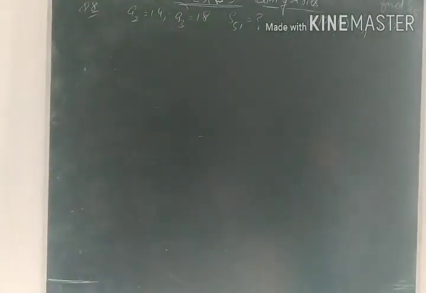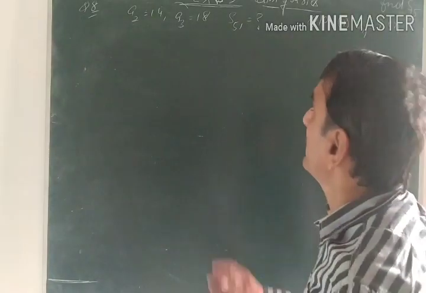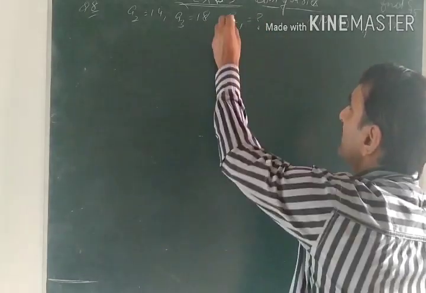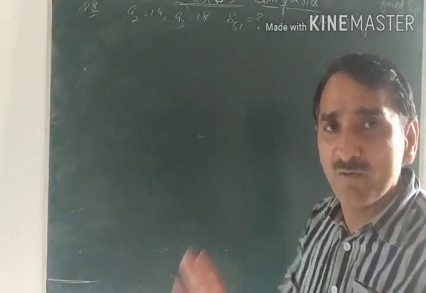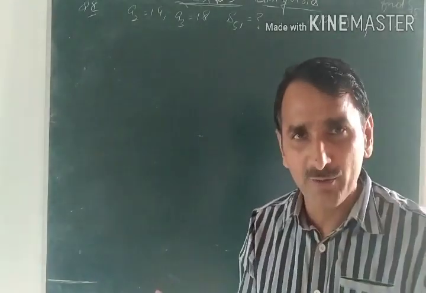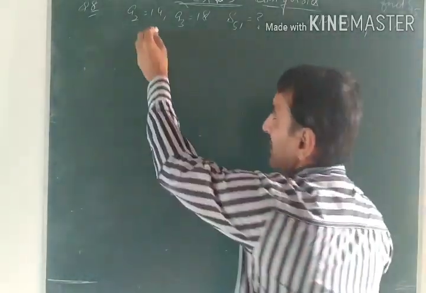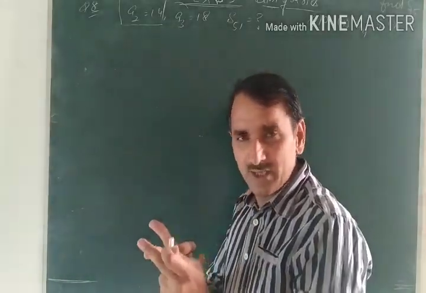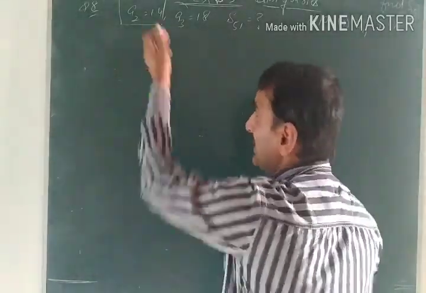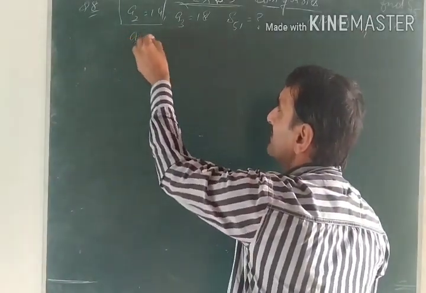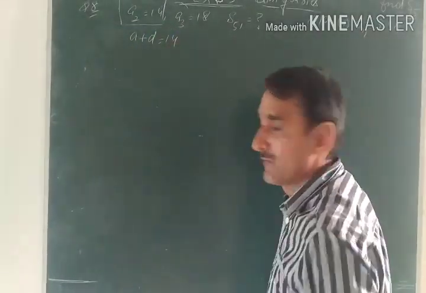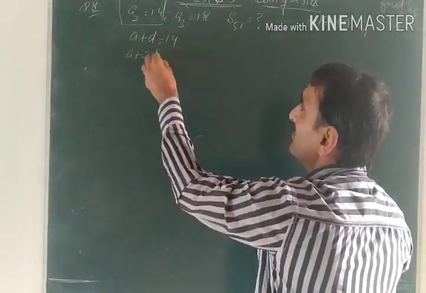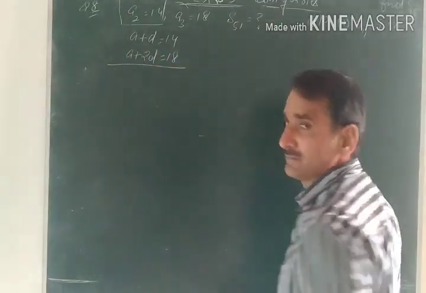Now students, we come to question number 8. In question number 8, we have the second term and the third term, and we have to find S51, the sum of 51 terms. What is given? First of all, check the second term. A is first, a + d is second, a + 2d is third. The second term is given as a + d = 14. And now check the third, a + 2d = 18.